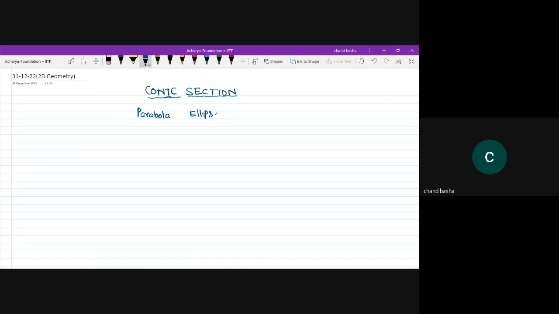If you're not interested in maths, suppose you want to opt for biology, science, or physics, without this you cannot understand. In physics, we have these three concepts, including circles. And the third point is hyperbola. I'll try to discuss one by one. But before that, circle is also there.